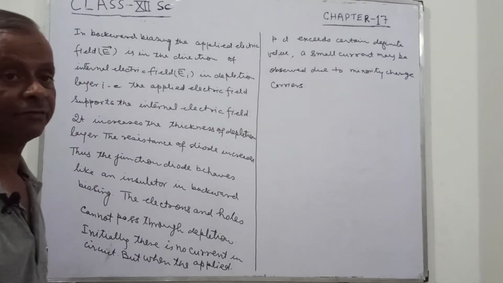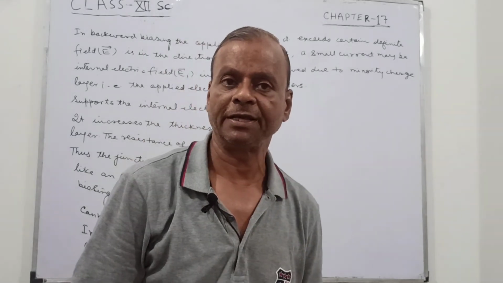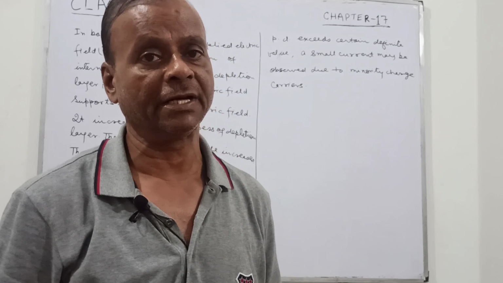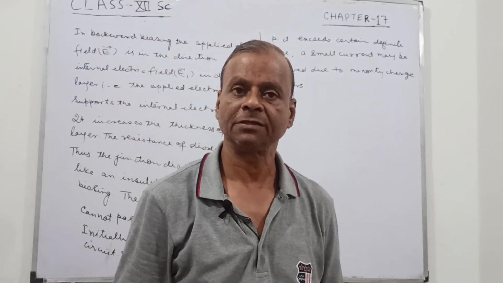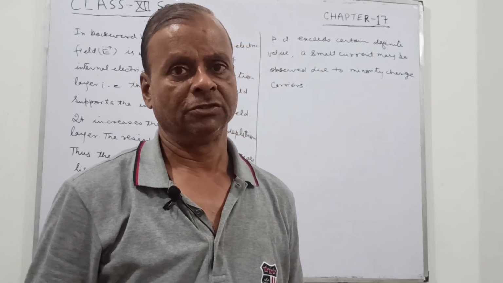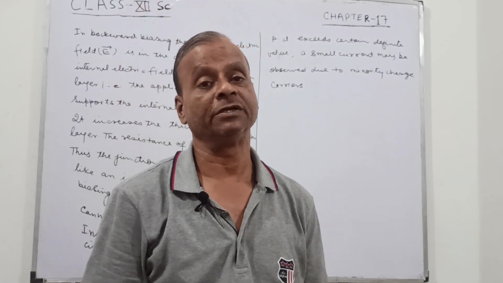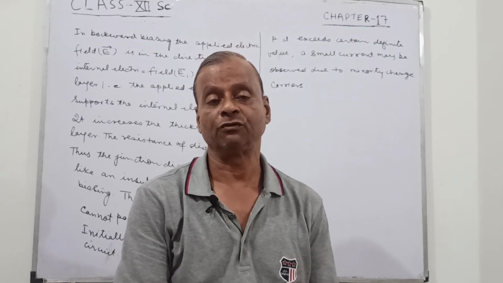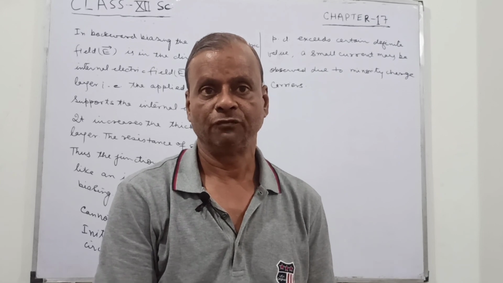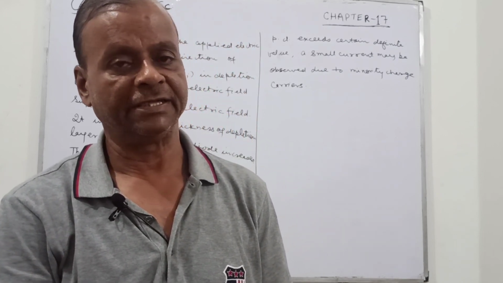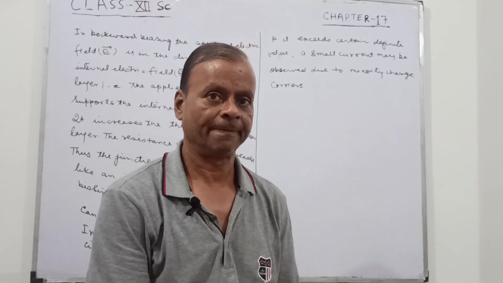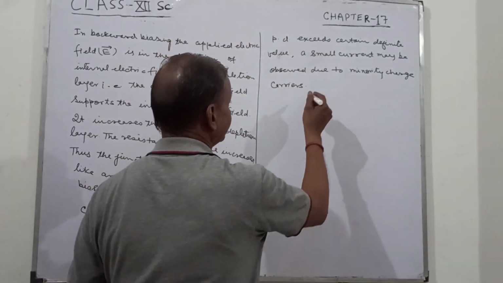So you can see that in forward biasing the junction diode is behaving like a conductor, and in backward biasing it is behaving like an insulator or a bad conductor. These are the two effects: when we have to use the diode as a conductor, it should be connected in forward biasing. When we need the current to be very small, it should be connected in reverse biasing.